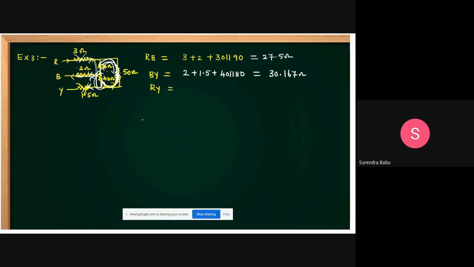Next, I want RY. Can anybody tell me what RY is? Quick. With this knowledge, now you tell me the RY. Now the current is through R and Y. Don't consider B. Can anybody answer this one?